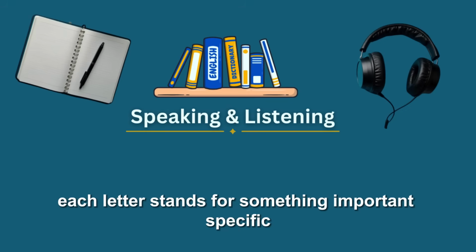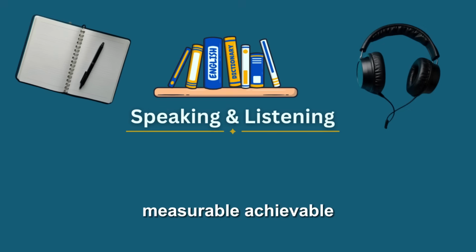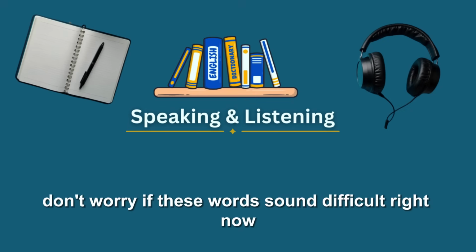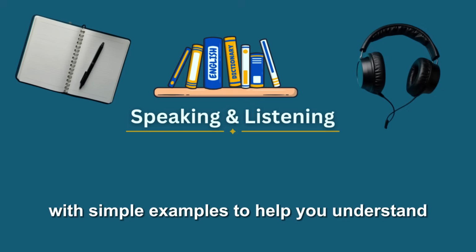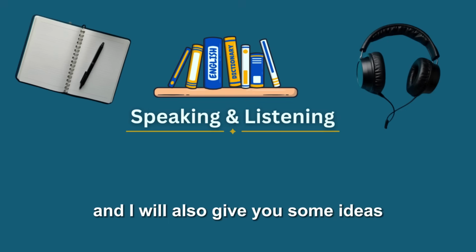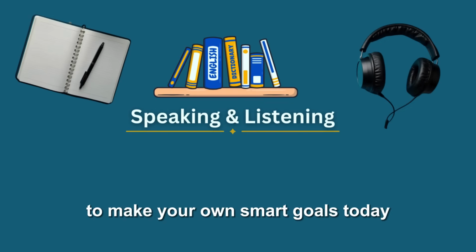Each letter stands for something important: specific, measurable, achievable, relevant, and time-bound. Don't worry if these words sound difficult right now. I will explain each one slowly and clearly, with simple examples to help you understand. And I will also give you some ideas to make your own SMART goals today.